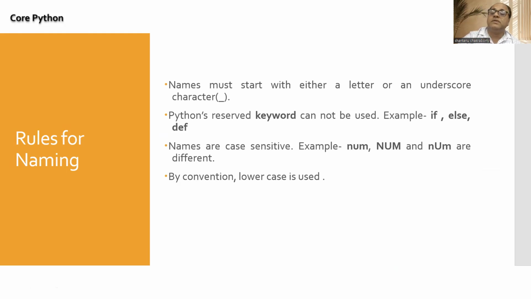Python reserved keywords cannot be used. So what are the keywords? As I've already told you, the keywords are those words that have a predefined meaning. Names are case sensitive, and we can have uppercase and lowercase. So Python has reserved keywords, and those cannot be used as a variable, right? That's a very important part of the Python programming language.